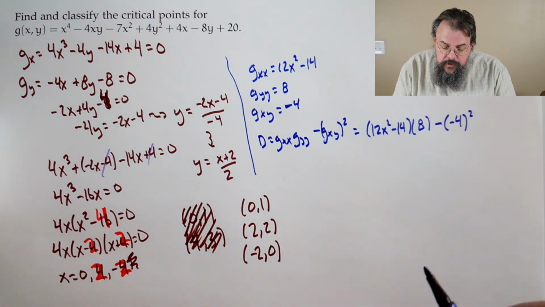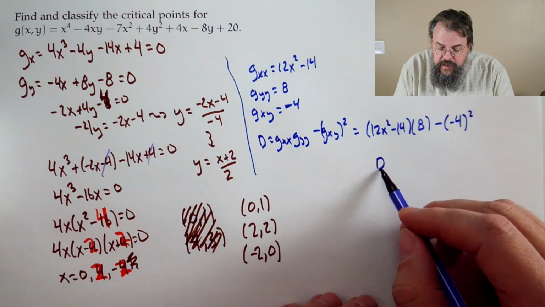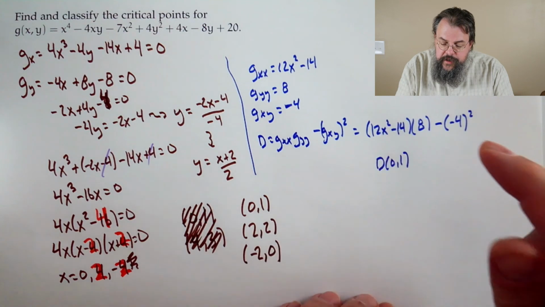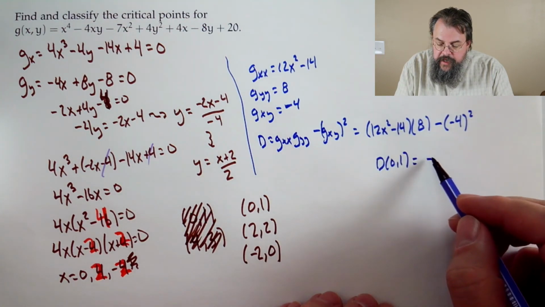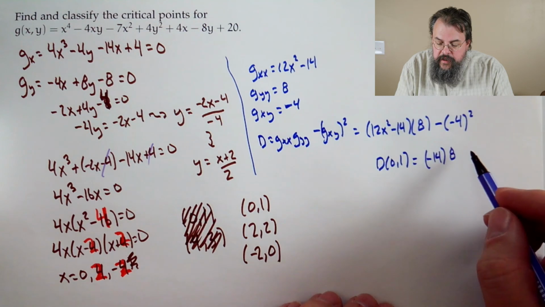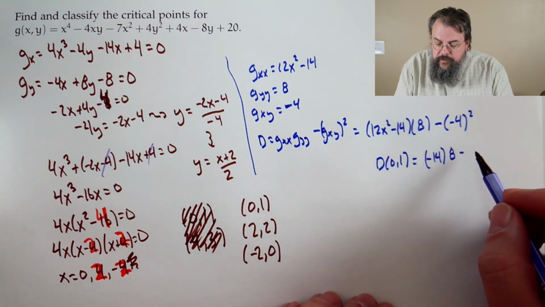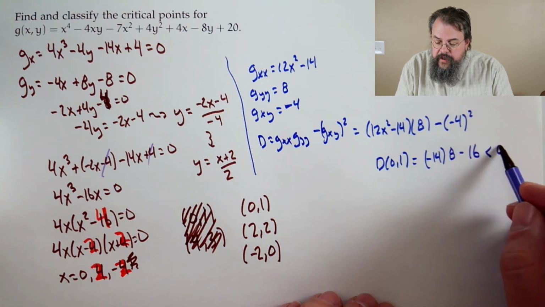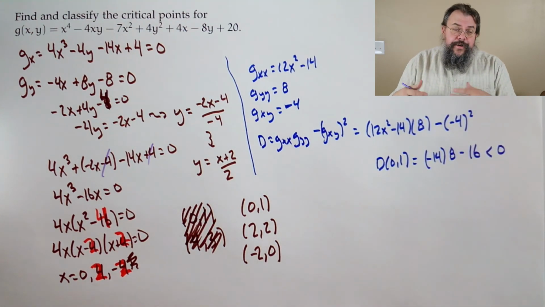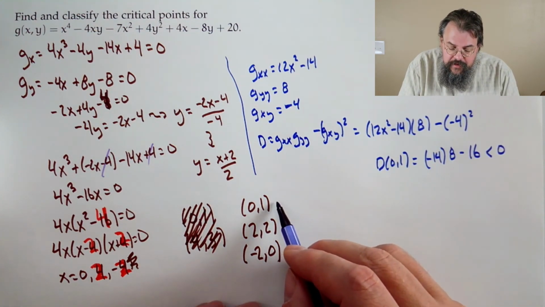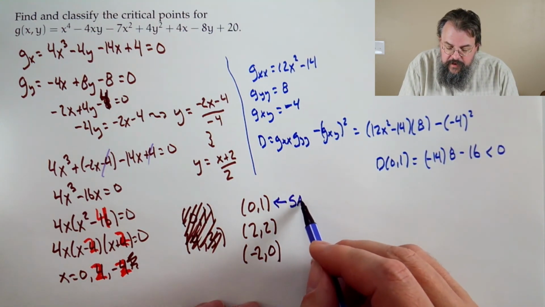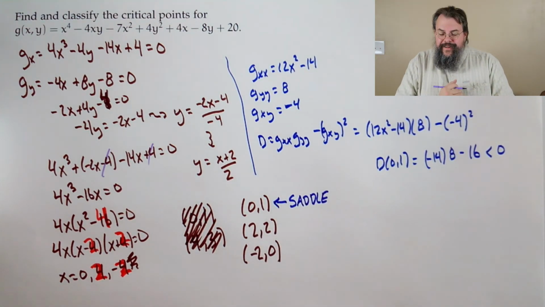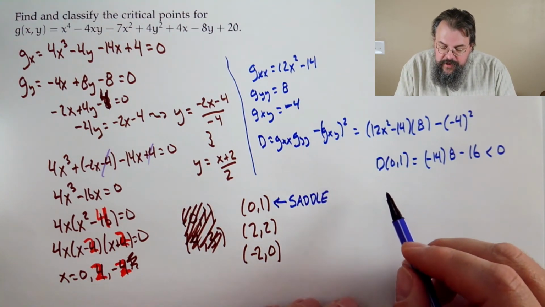All right, so here we go. Plug in 0, 1. Well, 0 squared is 0, so we get minus 14 times 8, subtract minus 4 squared. Oh, look, that's really subtract 16, right? We can do that. But the thing is, we can spot that's negative. So our discriminant is negative, which means this is a saddle. There we go. All right, good. Saddle point. Nice.